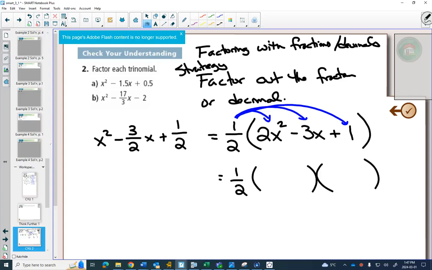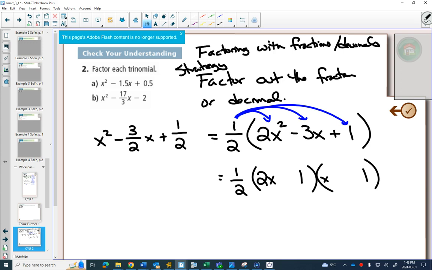Thank you. In my opinion, this is one of the easiest ones in the world to factor for the following reason. In order to get 2x squared, you don't have a choice. It has to be 2x and x. Then you look at your last number. Your last number is 1. Also with whole numbers, you don't have a choice. The only whole numbers that multiply to 1 are 1 and 1. So we're almost done without having to think at all.